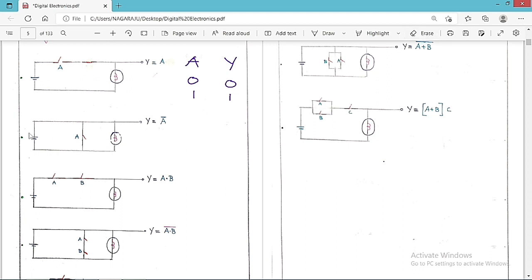So now suppose there is another case, if I am going to connect the switch in parallel with respect to the bulb, and then I will see what is the nature of the output here. Same thing, I already told you, whenever the switch is on means A is equal to 1, switch off means 0, bulb on means 1, bulb off means 0.